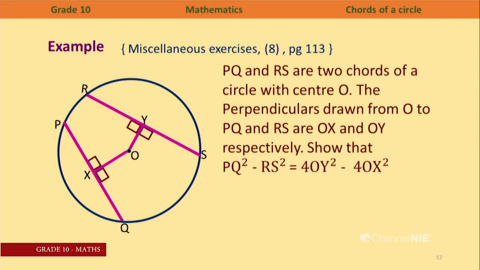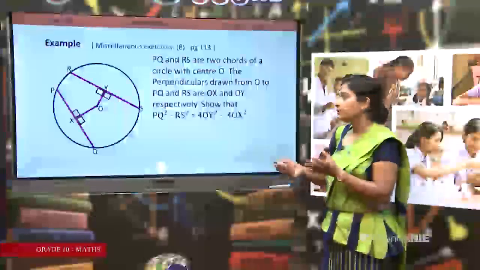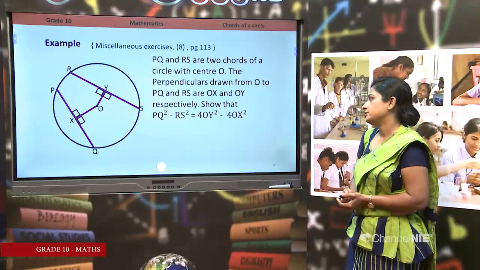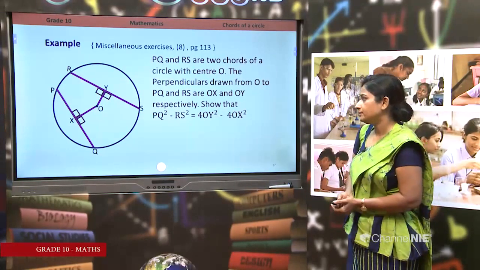PQ is a chord. RS is also a chord. OY is the line drawn from the center to the chord perpendicularly. OX is also a line drawn from the center to the chord perpendicularly. So, this relationship is the connection between the length of the chords and the length of the perpendiculars drawn from the center to the chord. We have to build up this relationship. Let us see how we do that.